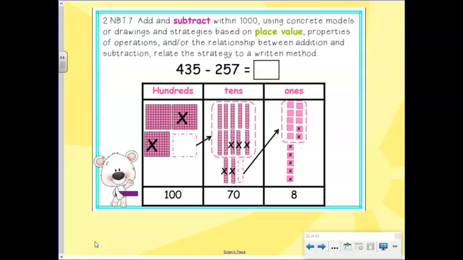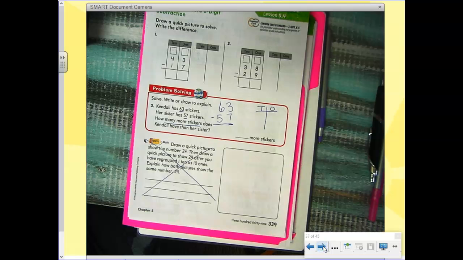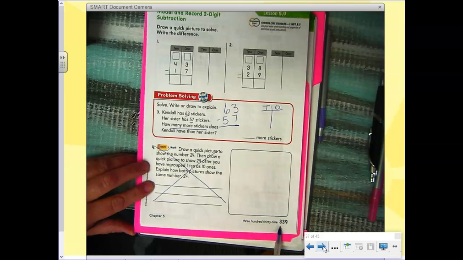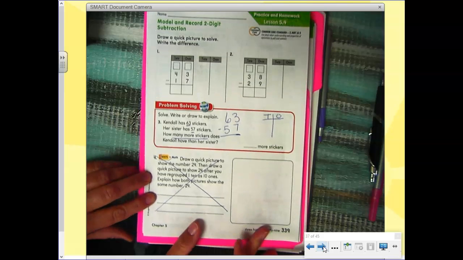Okay guys, we're going to continue subtracting within 1,000. We are still using our base 10 blocks, but we're going to start moving away from that and just practice the algorithm, or what we call the column problems. So let's review your work from yesterday, and then we are going to move into more of just the column problems today. Alright, so this is your paper from yesterday. You need to get yours out, 339, and let's check your work.